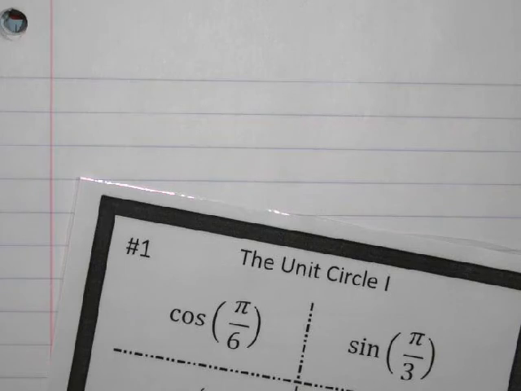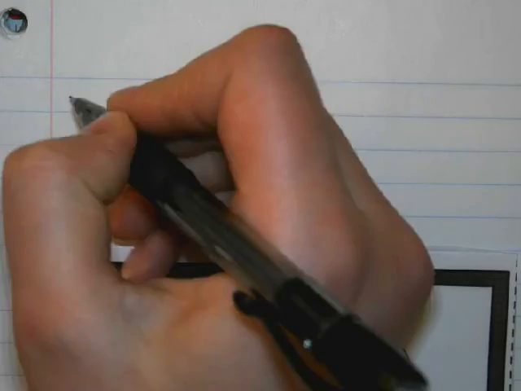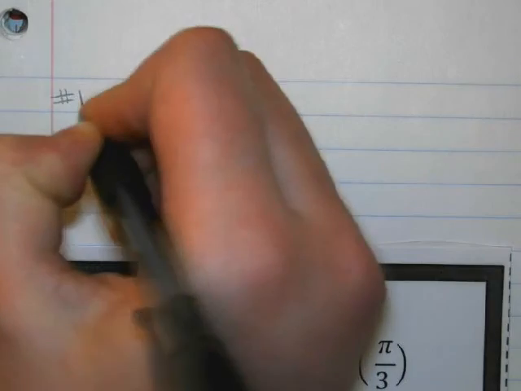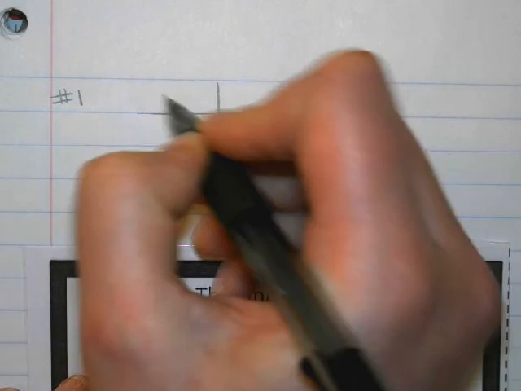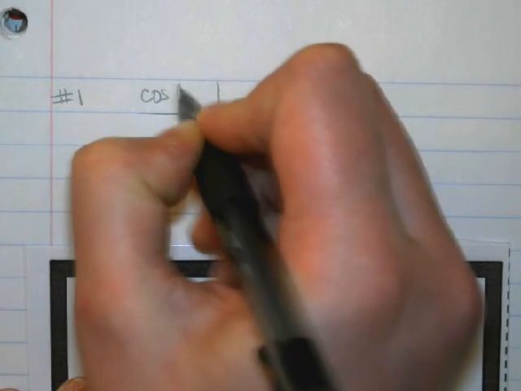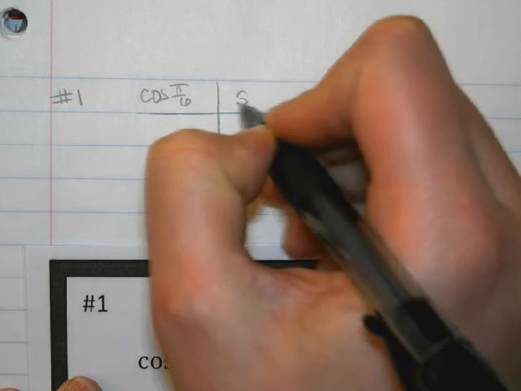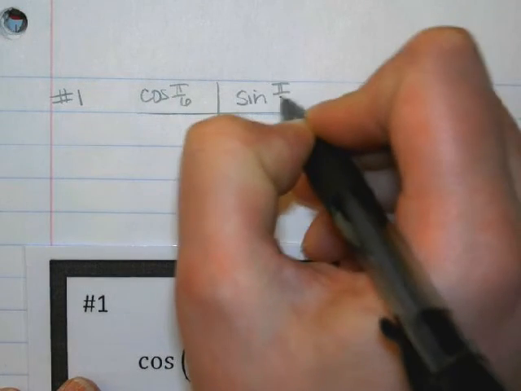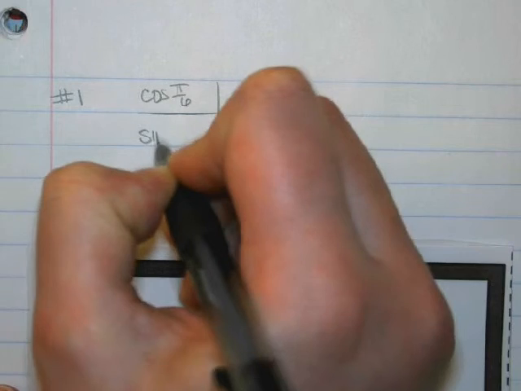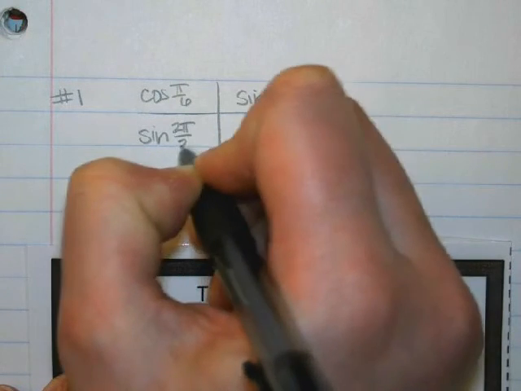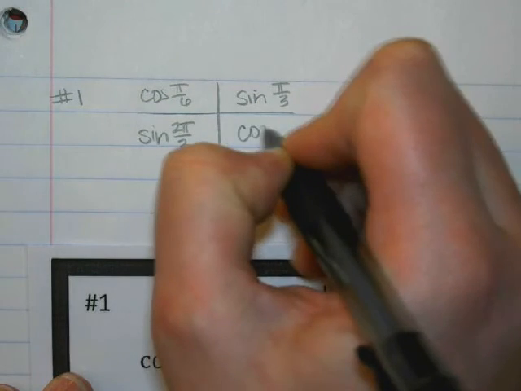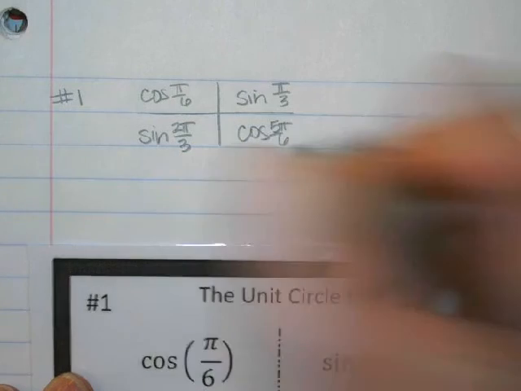Okay. So on your paper, we are going to write down card number 1. So we have cos of pi over 6. We have sine of pi over 3. We have sine of 2 pi over 3. And we have cos of 5 pi over 6.